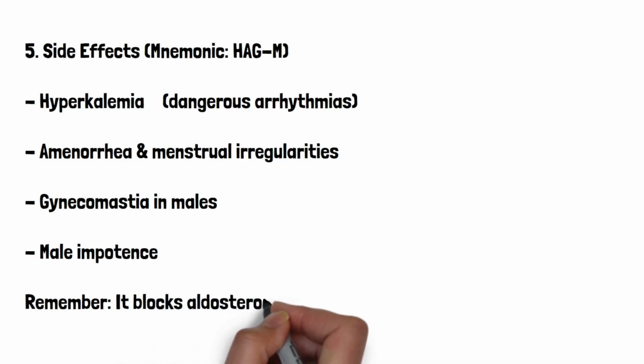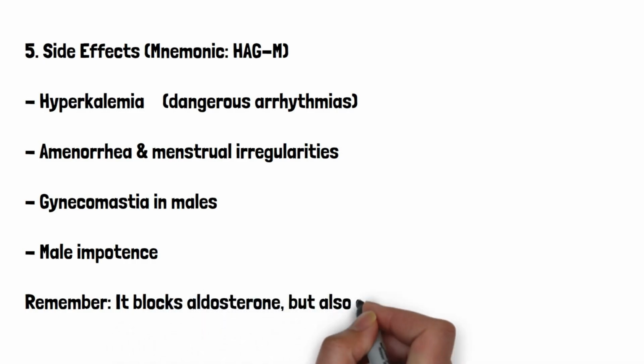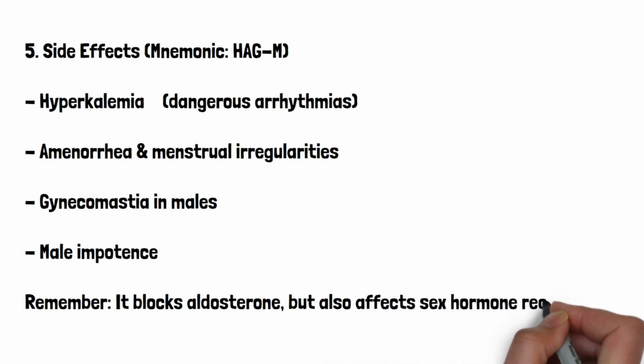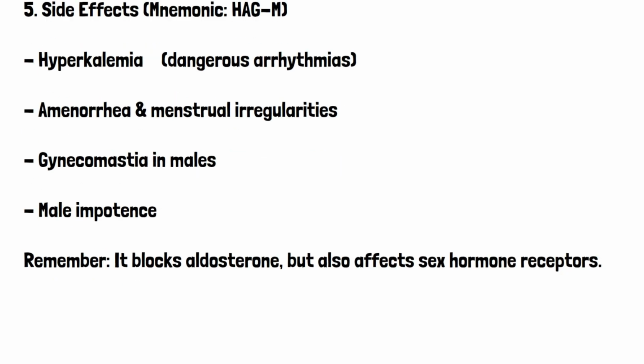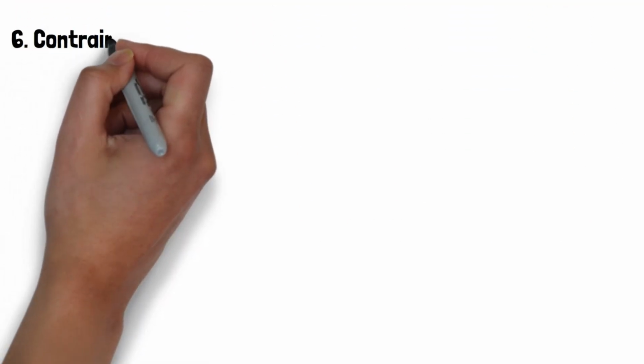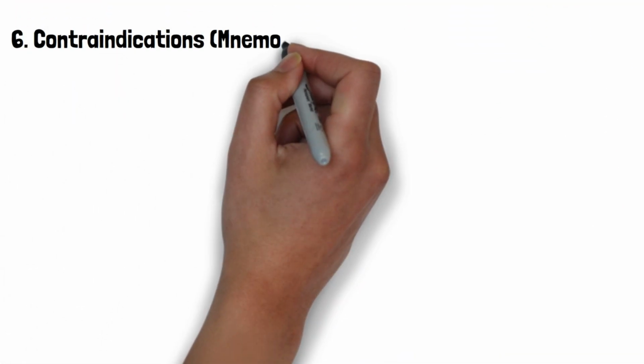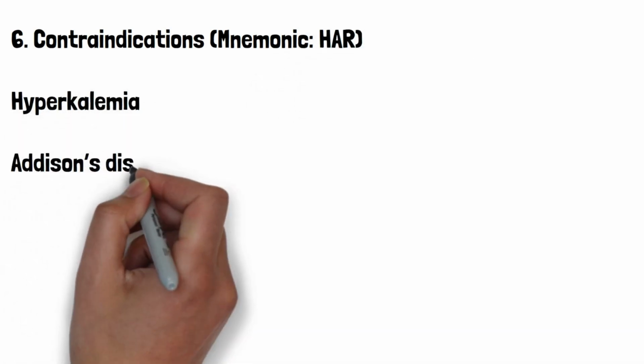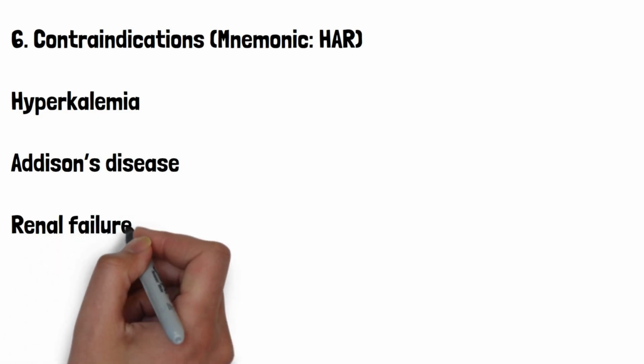Remember this with mnemonic HAG-M. Hyperkalemia, amenorrhea and menstrual problems, gynecomastia, male impotence. Now, when should spironolactone not be used? Think of mnemonic HAR. H is hyperkalemia, already high potassium.